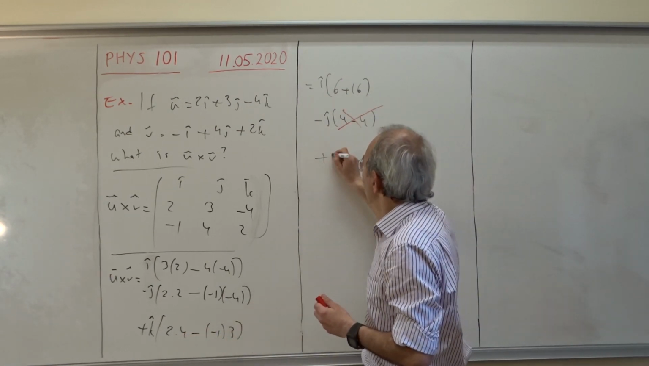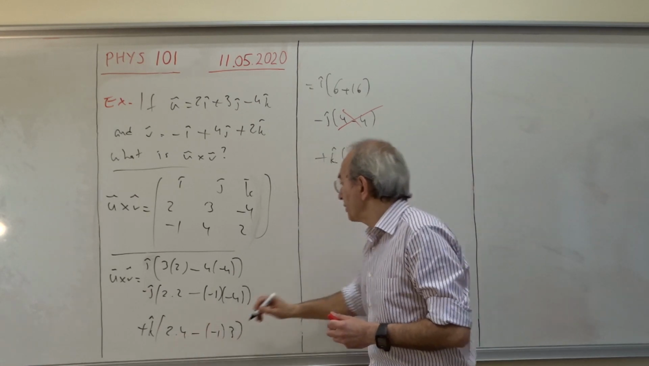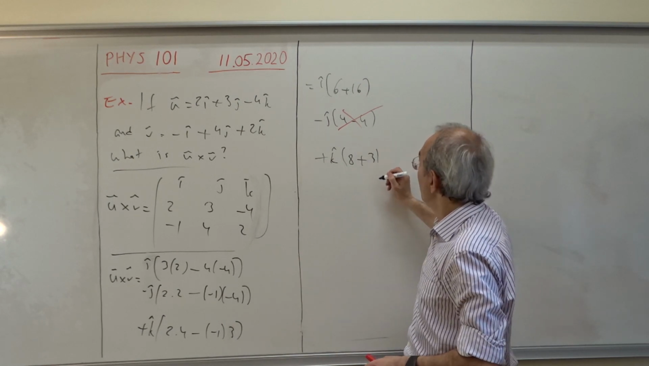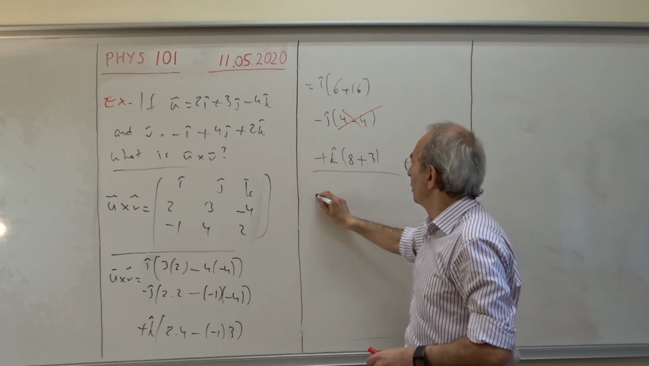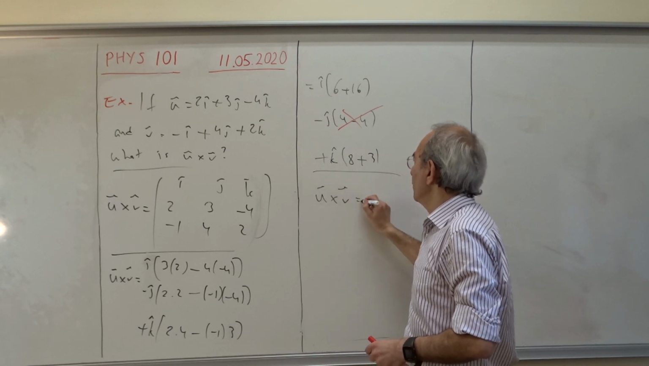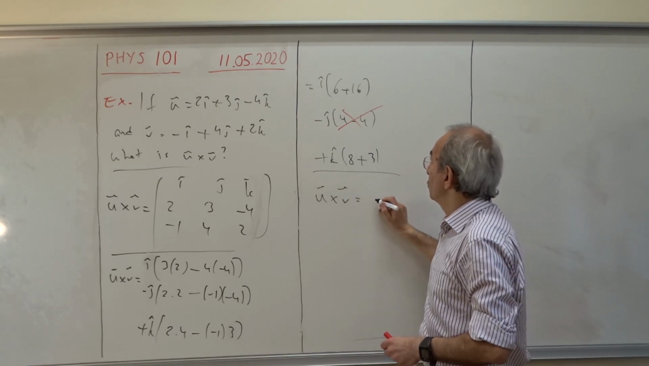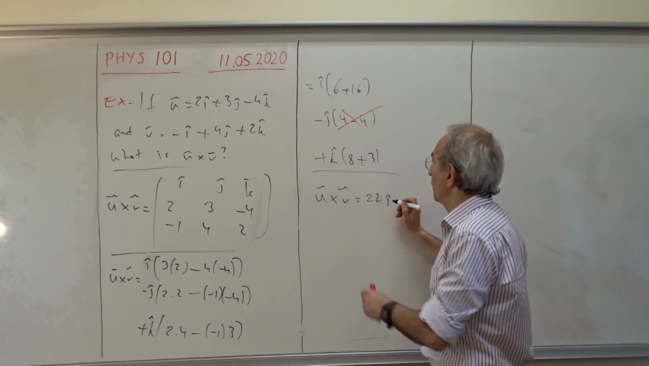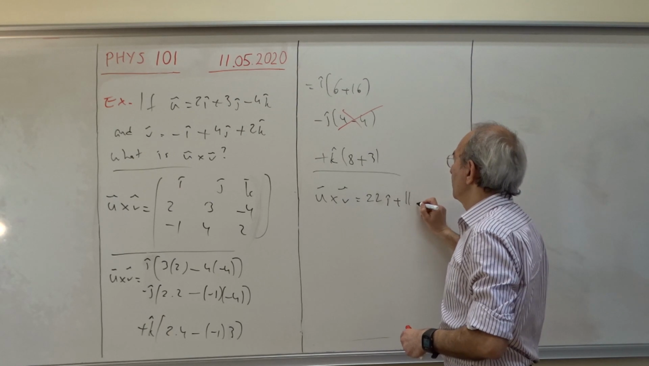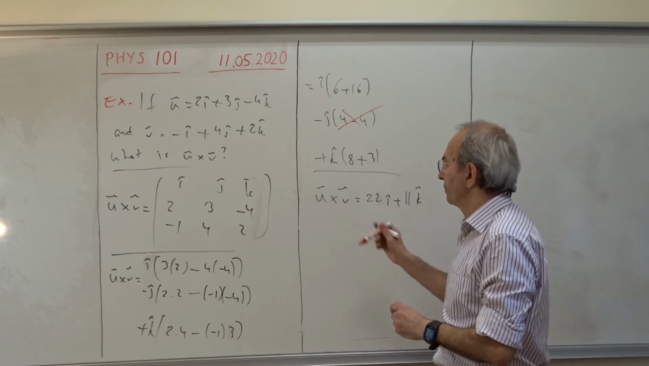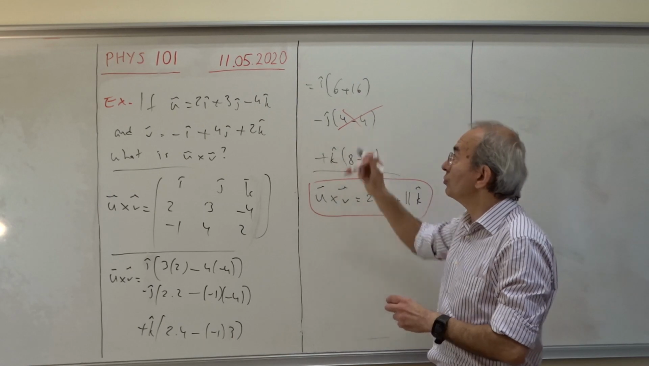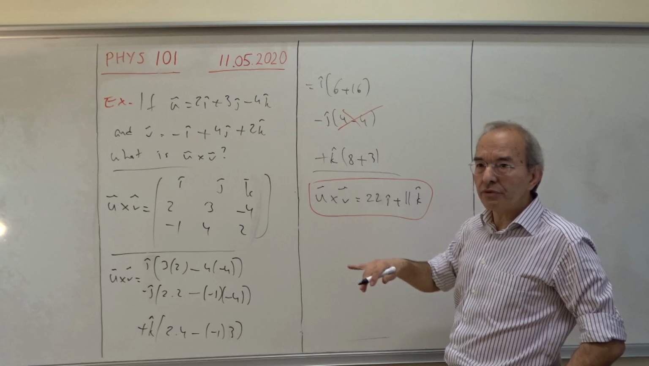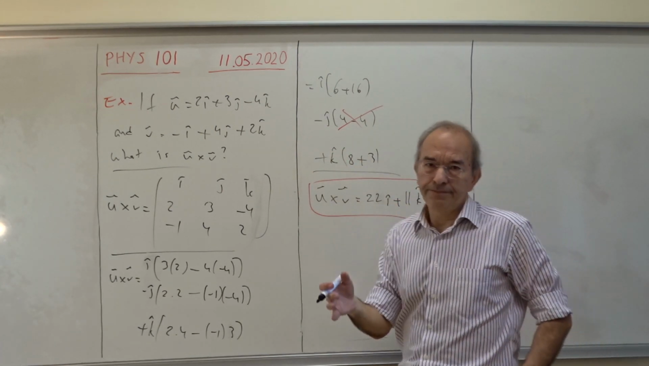Plus k. 8 minus 3, 8 plus 3. So the result will be, therefore, U cross V turns out to be 22i plus 11k. There is no j component. If there were some, for instance, if this were 5 minus 4, we would have minus j as well.